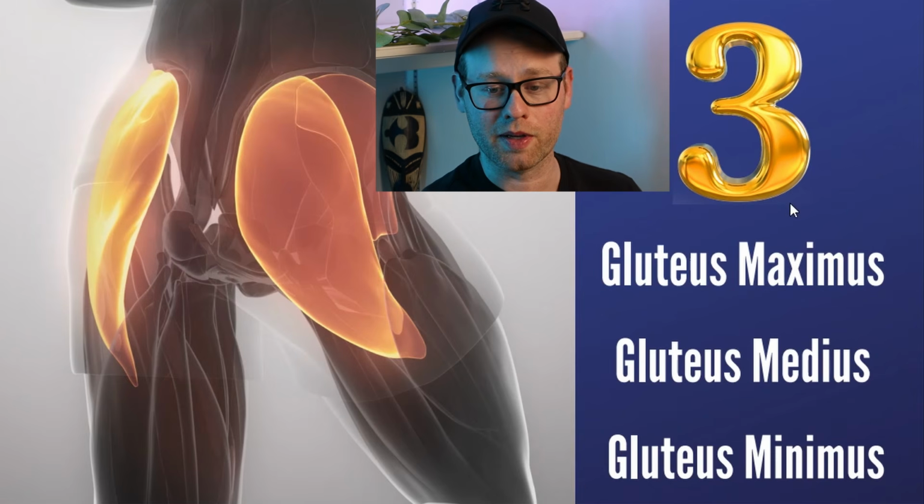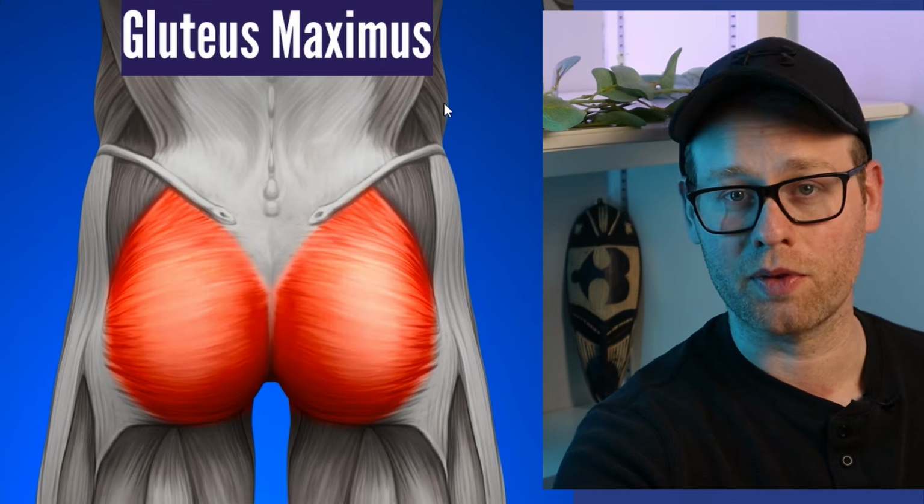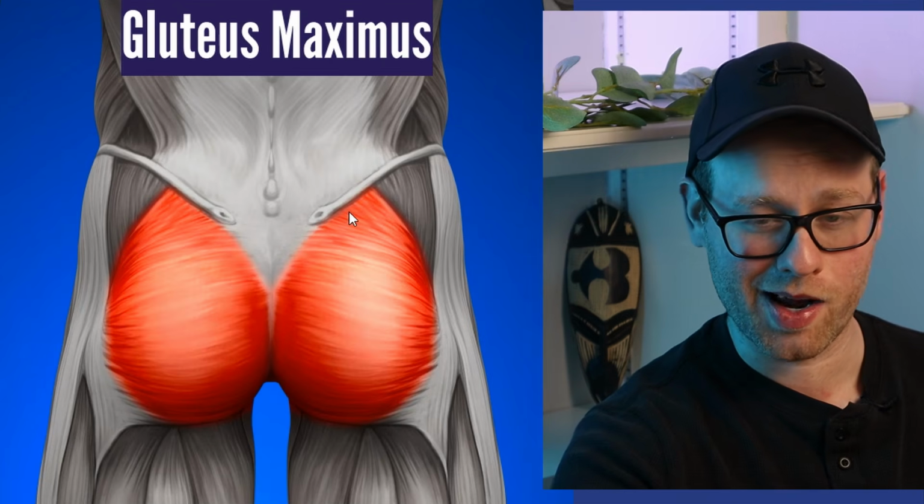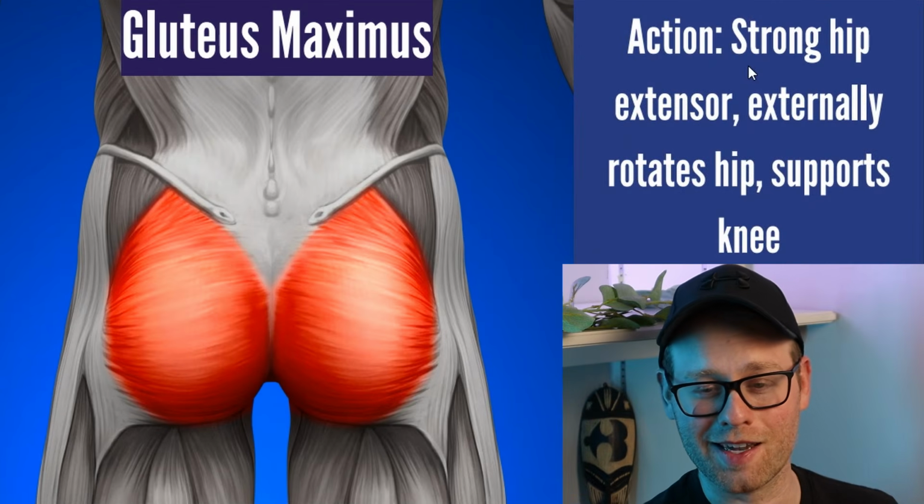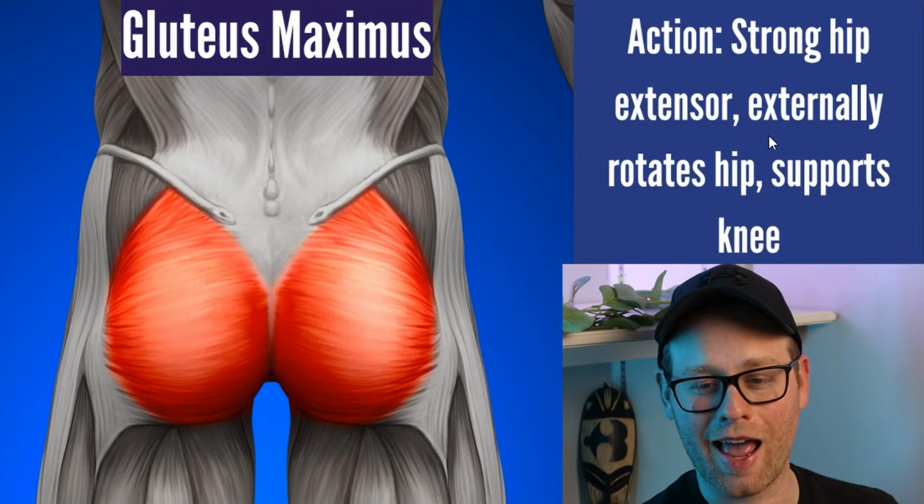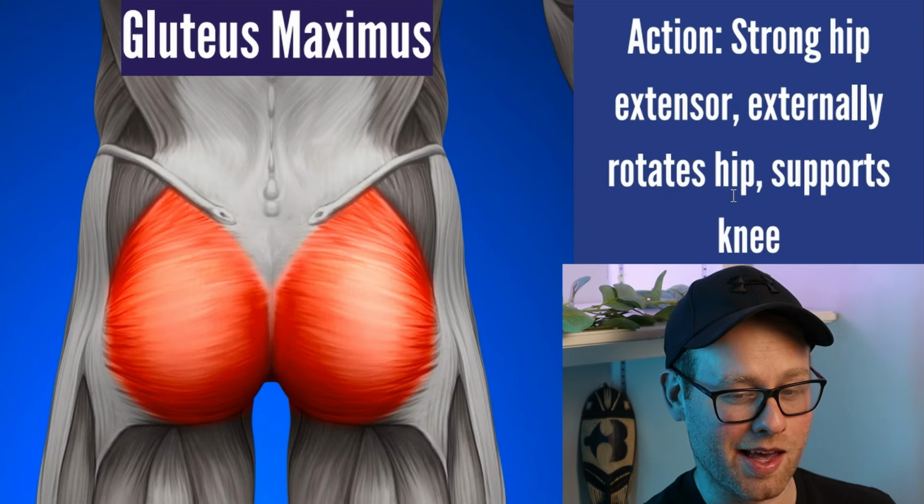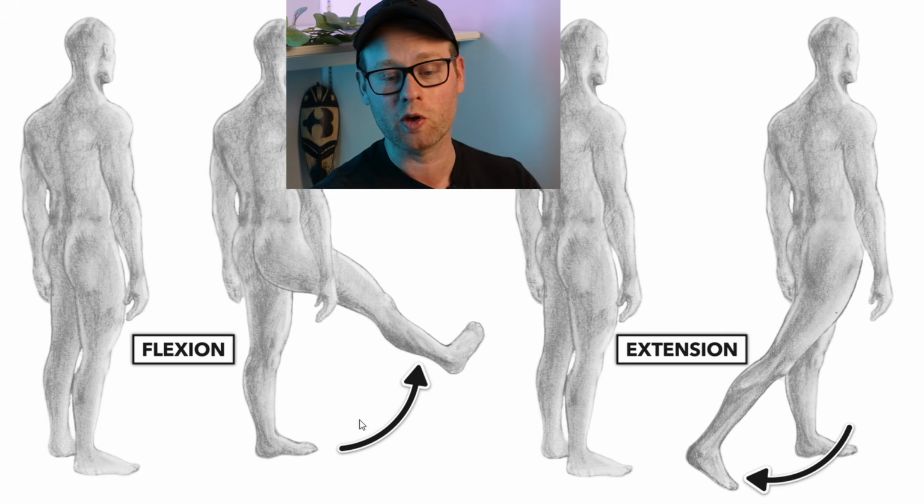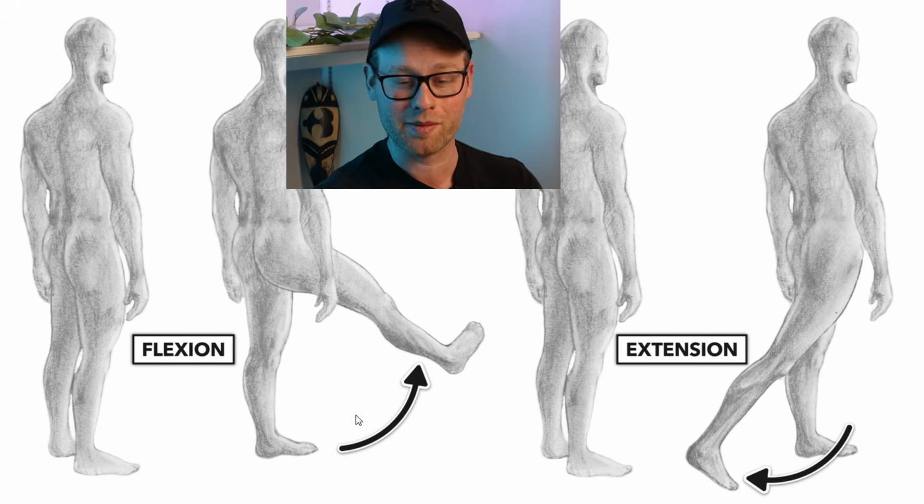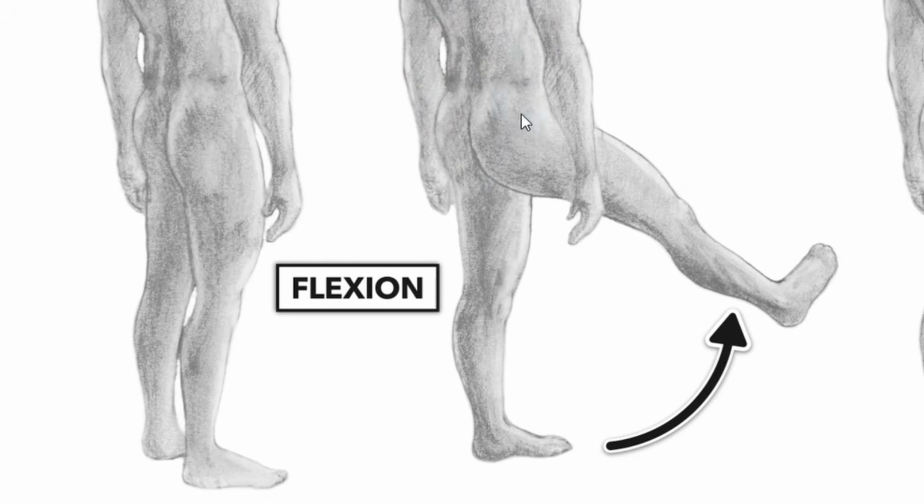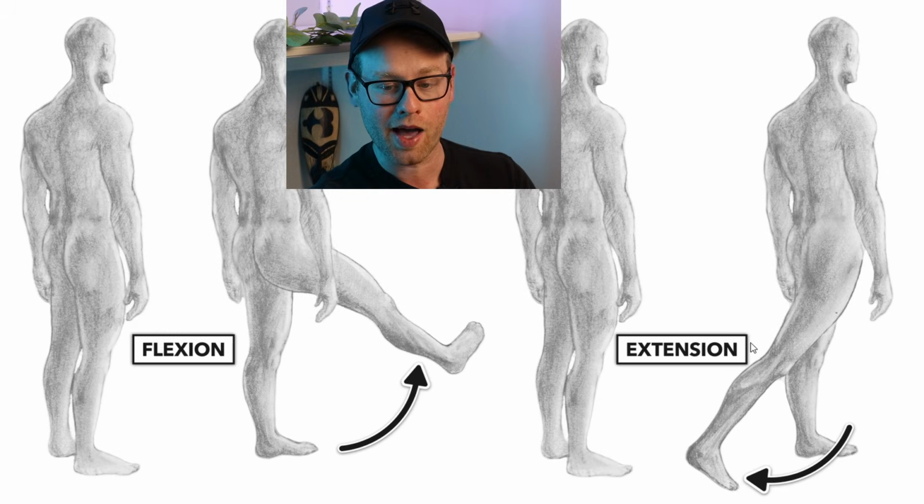Next up, we have the glutes, and we have 3 different glute muscles. We have gluteus maximus, gluteus medius, and gluteus minimus as well. Starting off with glute max, this big old butt muscle right here. Its actions are, it is a strong hip extensor, it externally rotates the hip, and it helps to support the knee. So before, when we talked about that quadricep muscle rectus femoris, we talked about hip flexion, this kind of kicking forward motion. Basically with glute max, we're talking about the exact opposite movement.